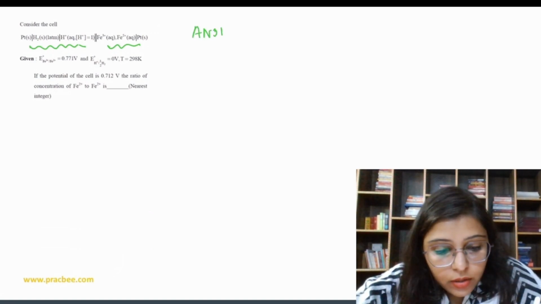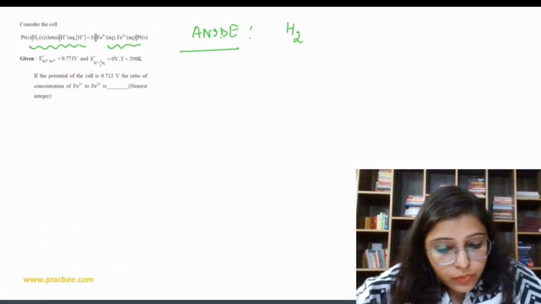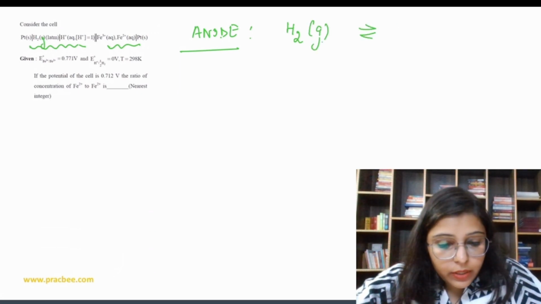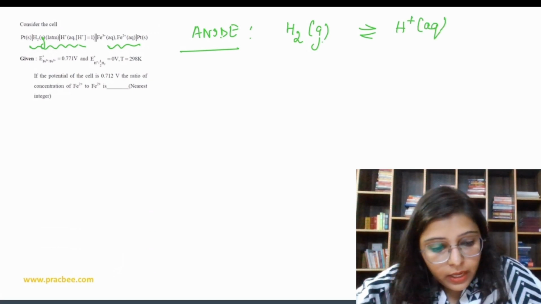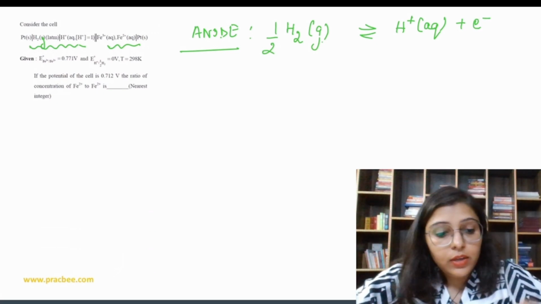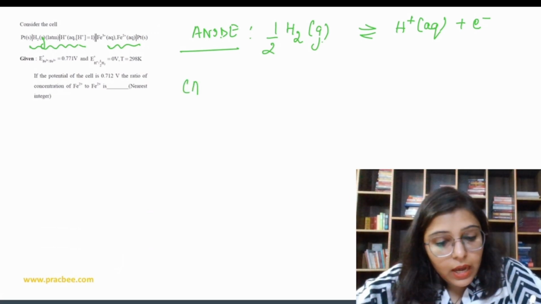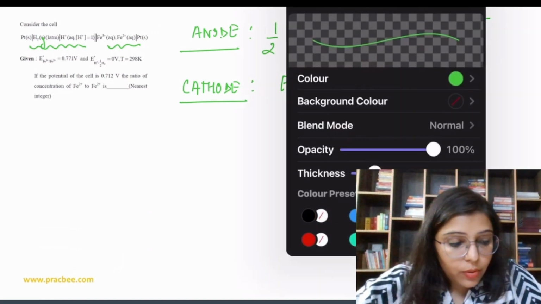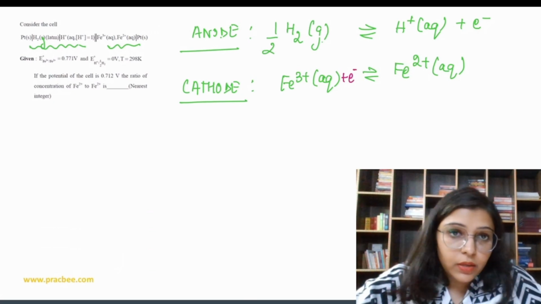So at the anode, what reaction are we going to write? We are going to write H2 gas, right? It is converted to H plus, so here we can write half H2, and one electron is going to be lost. Now at the cathode, Fe3 plus aqueous is converted to Fe2 plus aqueous. Okay, so now here there is a change of one electron only.